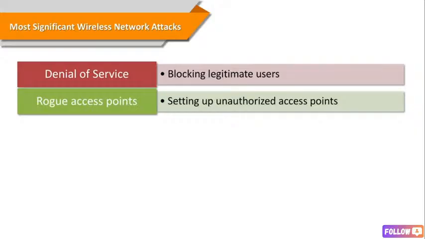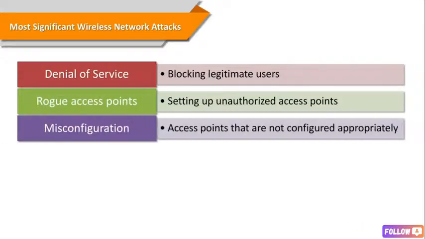Now, penetration testers and ethical hackers alike are sometimes required to sweep an organization's physical infrastructure to find these unauthorized access points. Lack of or improper configuration of wireless access points. Right, so if access points are not configured appropriately, attackers can have a much easier time of employing any of the rest of these attack vectors.